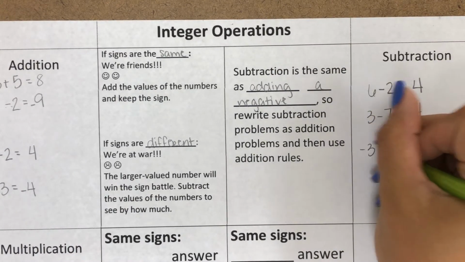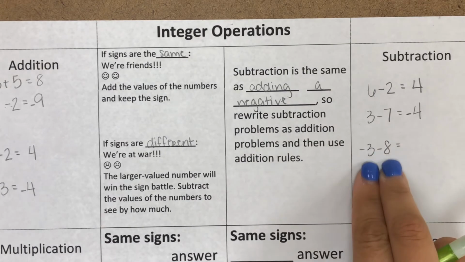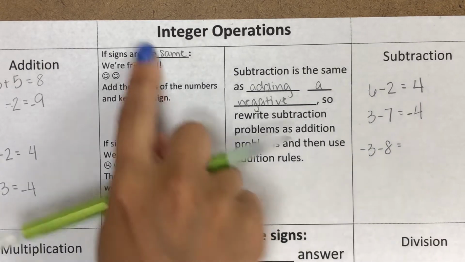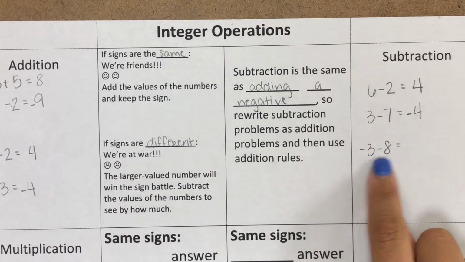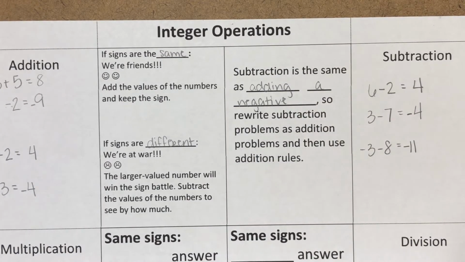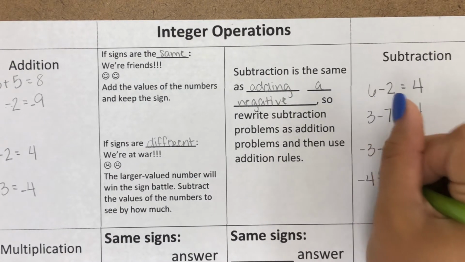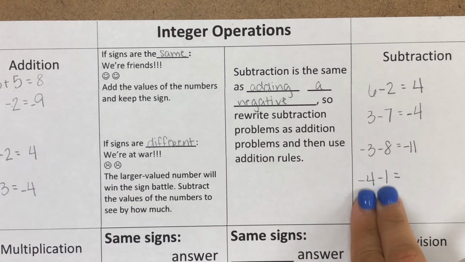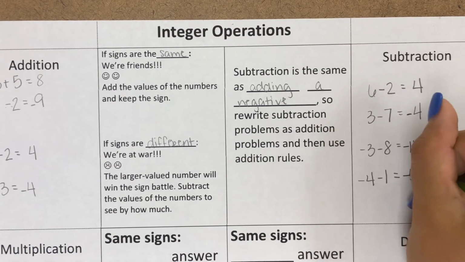We could also do -3 minus 8. Remember, if they're the same sign, we follow this rule up here. So -3 and -8, 8 plus 3 is 11. Keep the sign, negative. One more example, -4 minus 1. So they're the same sign, -4 and -1, so we add the numbers and keep the sign.